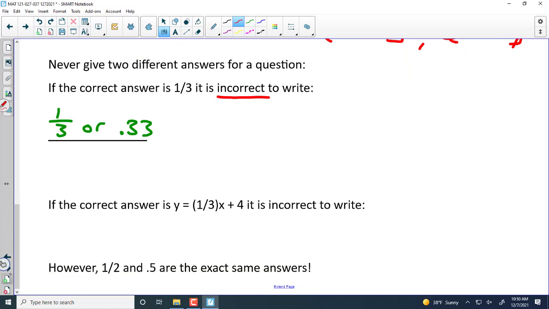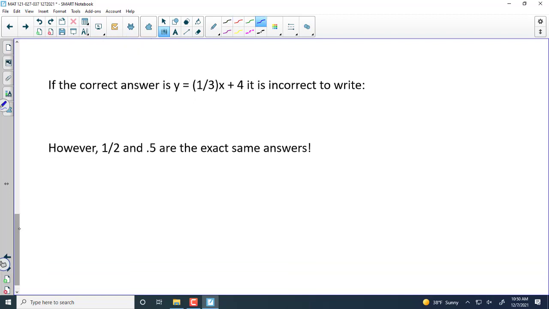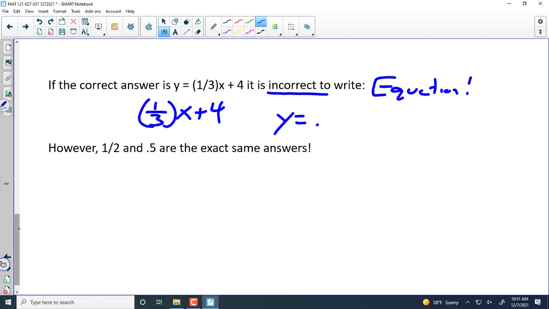If I'm asking for an equation for a line, and it does say an equation, then you cannot leave off the y equals, because that's not an equation, that's an expression. And you cannot, once again, use a decimal that does not mean the same thing as the fraction.